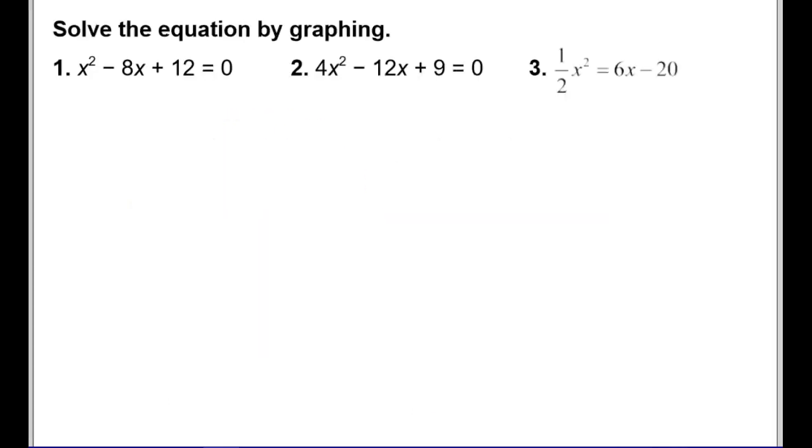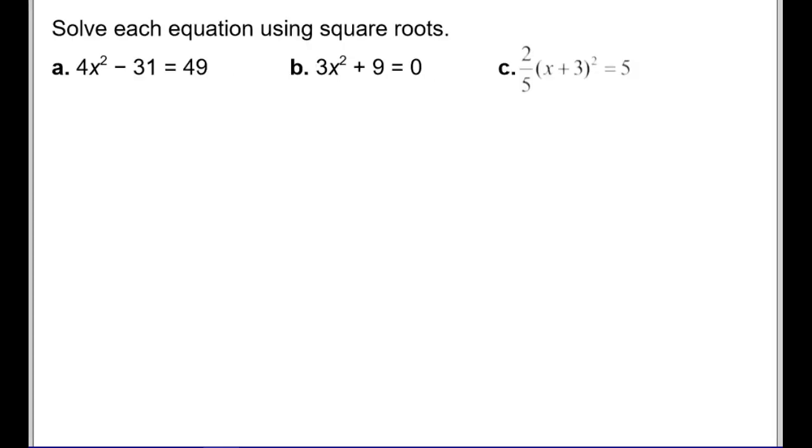Now here are some for you to try. Remember, when we're graphing, we want to get everything over to one side, so it's equal to 0, and then from there we can use our graphing calculator or Desmos to graph them.